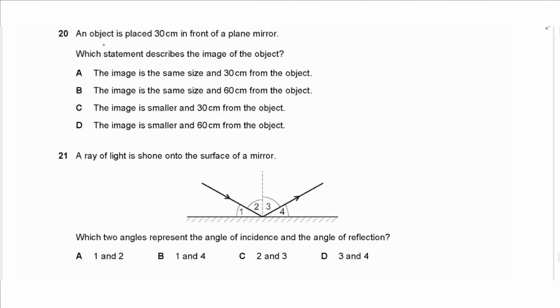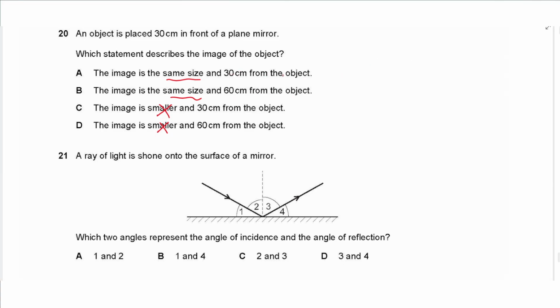Question 20 says an object is placed 30 centimeters in front of a plane mirror. Which statement describes the image of the object? The image is the same size, that's correct. It's not smaller, so neither C nor D. And is it 30 centimeters from the object or 60 centimeters from the object?